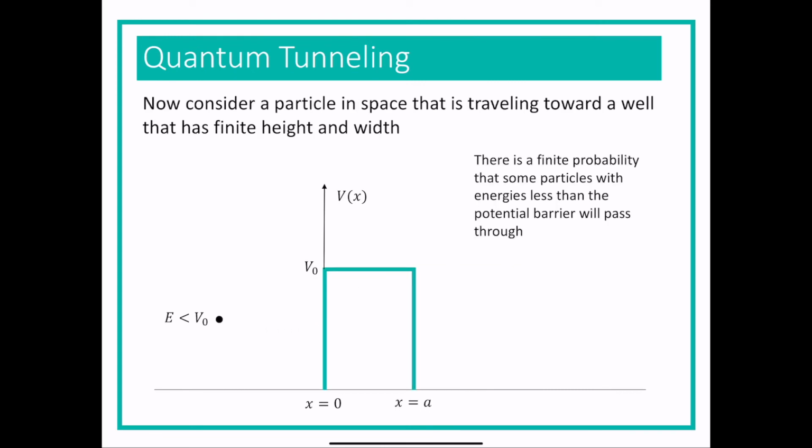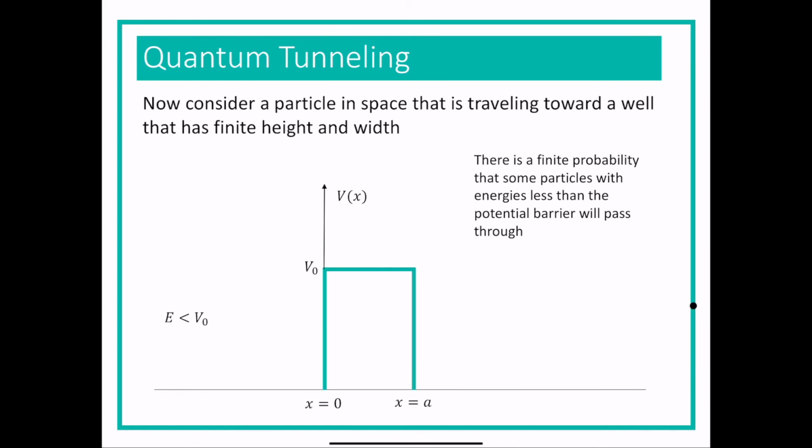We can change this even further, and we can get a well that has finite height and width. So now there's an A value, an x equals 0 and an x equals A. But what this means is, since some electrons can get inside, some electrons could probably get out the other side and go all the way through. Not very many, but some. So there is a finite probability that some electron might be able to go through here and might be able to come out the other side. Even though it shouldn't be able to, it may.